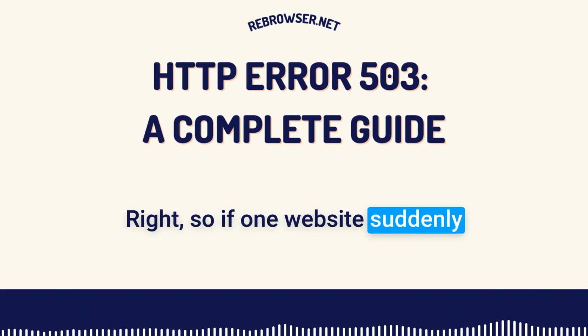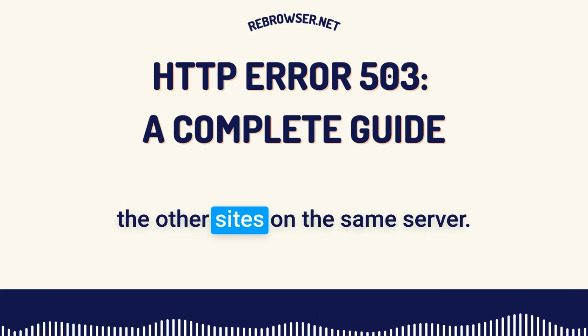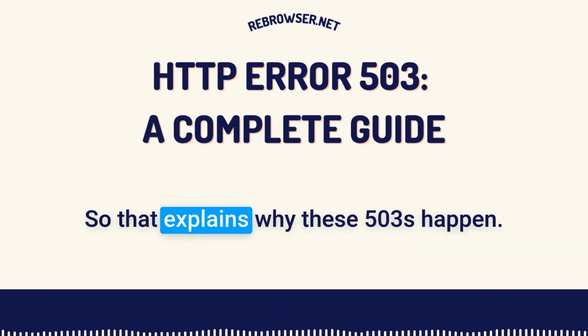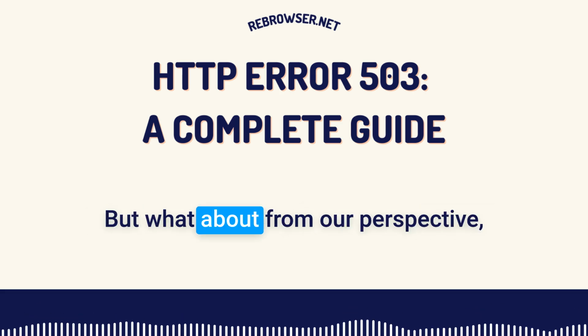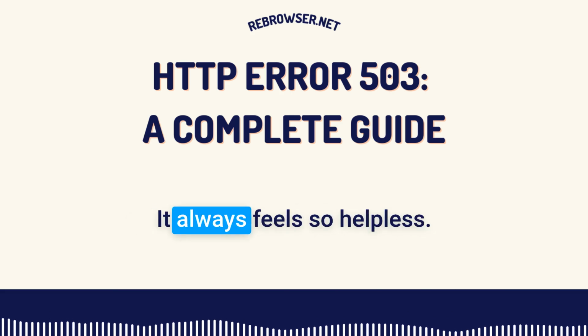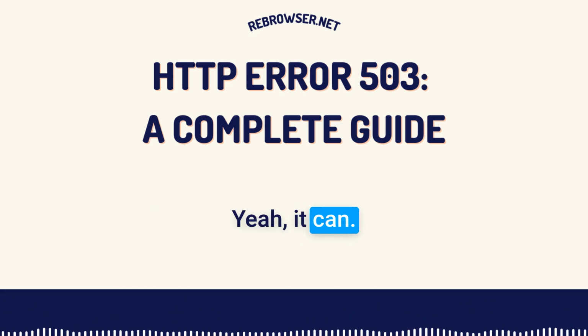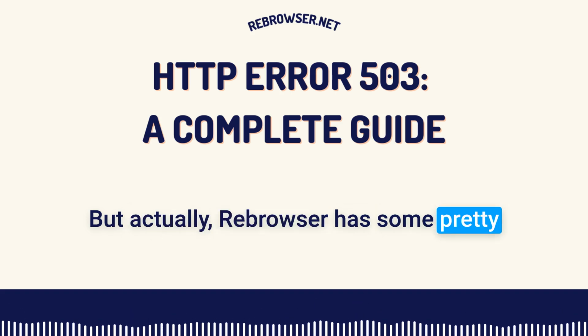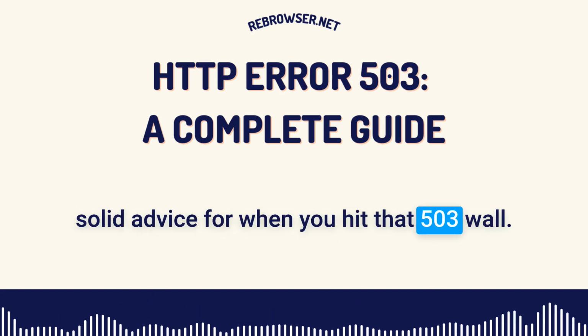Right, so if one website suddenly needs a ton of memory, it can impact the other sites on the same server. Exactly. So that explains why these 503s happen. But what about from our perspective? Like, what can we actually do when we run into one of these things? It always feels so helpless. Yeah, it can. But actually, Rebrowser has some pretty solid advice for when you hit that 503 wall.